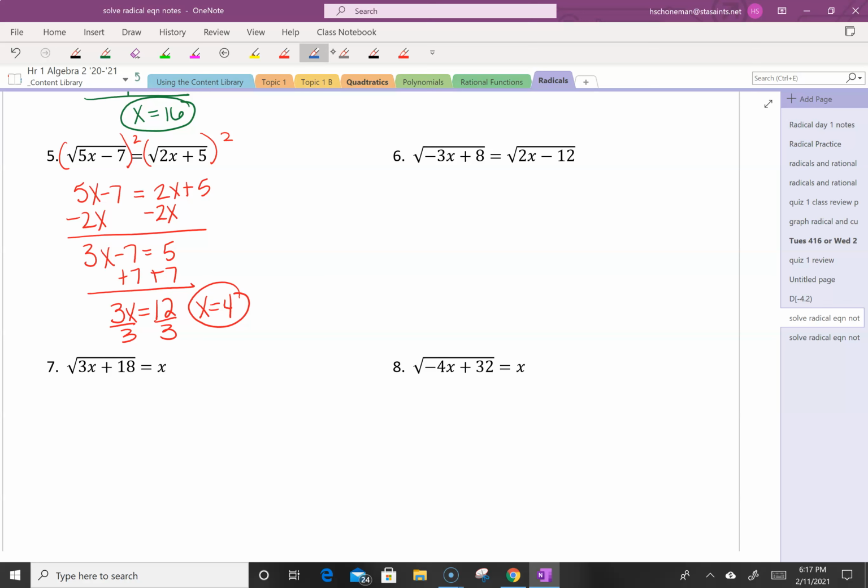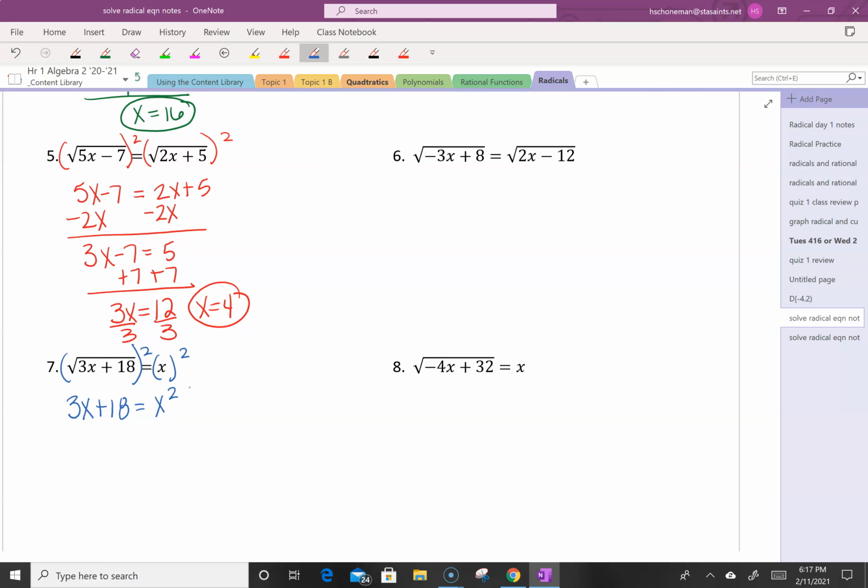Number 7, I get the radical by itself. Looks like all the other ones, so I'm just going to square both sides. So on the left, I get 3x plus 18, and on the right, I get x squared. Now this one is a little bit different than the other ones because we have an x squared, and when we have an x squared, it means the equation is quadratic. So to solve it, we have to set it equal to 0 and factor. And remember, when we set it equal to 0, we want to keep the x squared positive.